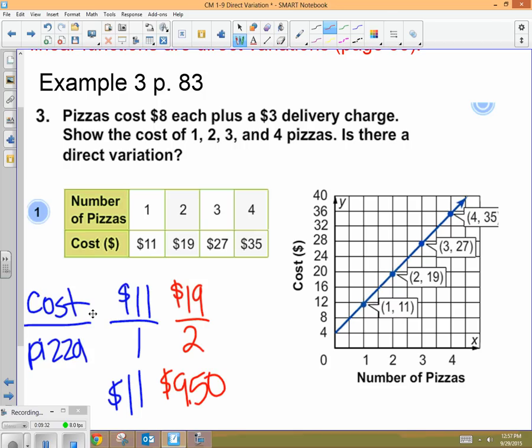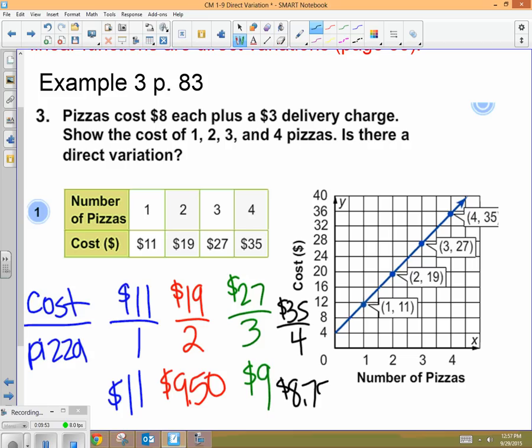You can see that those are not equal. Here you have $27 for 3 pizzas. That balances out to an average of $9 per pizza. And then $35 for 4 pizzas balances out to an average of $8.75. I'm just dividing here. This is all unit rate. When I compare the unit rates, they're not the same. They are not equal to each other. So therefore, there is not a constant ratio. So there's no direct variation.